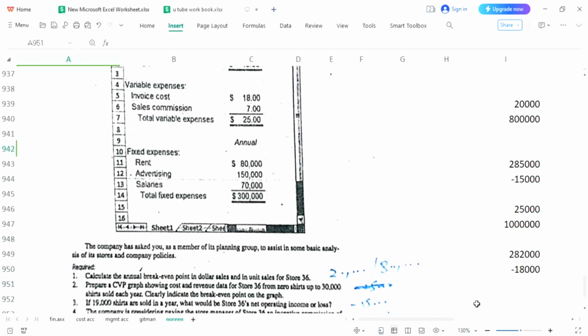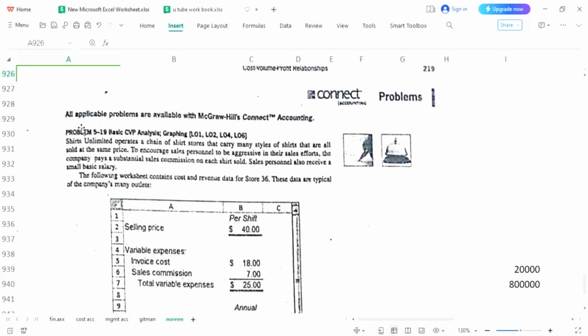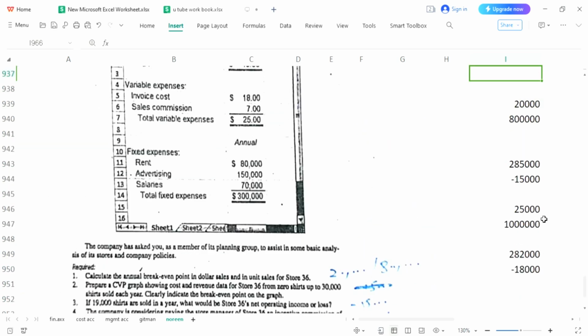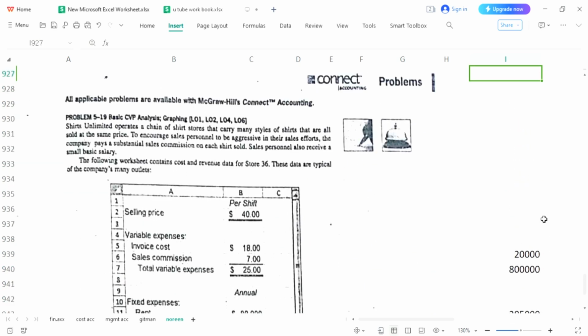Today's target is to solve question number 5.19. First, I want to let you see the length of this question. It looks like a lengthy question, but actually it's not. Since we are studying management accounting, and management does not work clerically, management takes decisions with smaller statements.